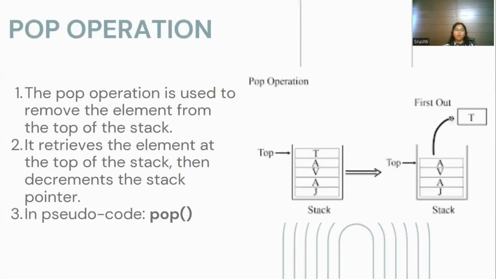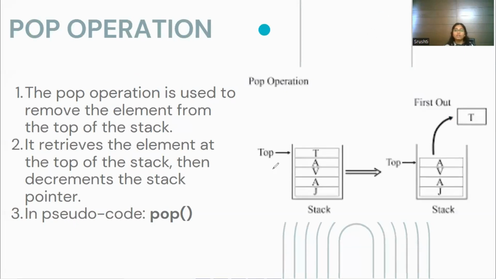Now let's learn the pop operation. The pop operation is used to remove the element from the top of the stack. Here we know that the top keeps getting incremented as we keep adding values or variables to the stack. So the top is the last element to be added.